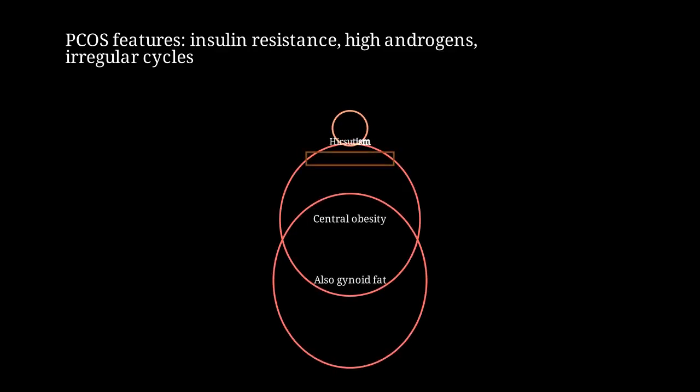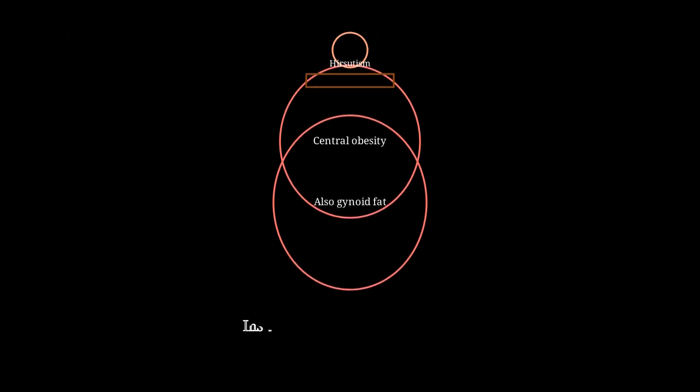PCOS creates a mixed pattern, both central android obesity from insulin resistance and gynoid fat from hormonal imbalance. Women may also have hirsutism, or excess body hair from high androgens. In PCOS, high insulin directly stimulates the ovaries to produce more androgens. This creates a vicious cycle of worsening insulin resistance and hormone imbalance.